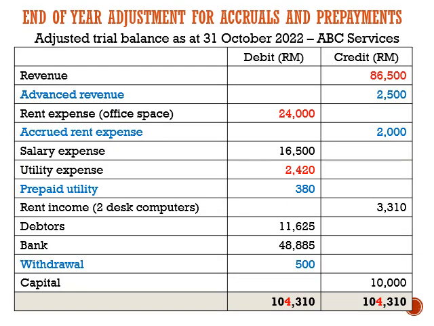In the trial balance, the amount of utility again will be reduced by the prepaid amount and a new account is created.